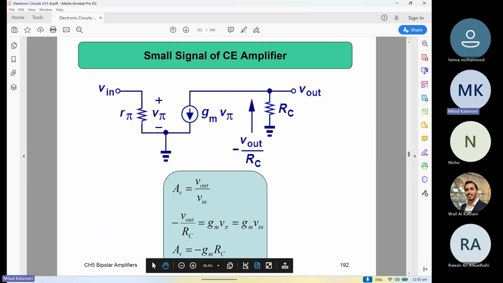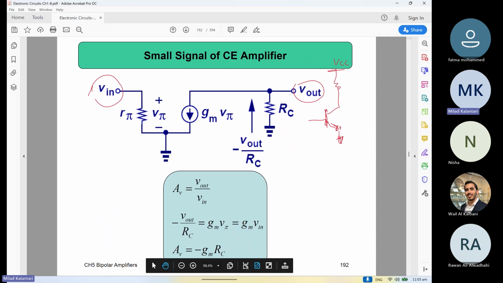So this is the small signal model of the transistor in the common emitter format, right? So we want to calculate the voltage gain. Voltage gain means what? The ratio of the output voltage, small signal, to the input voltage, right? The circuit was like this.